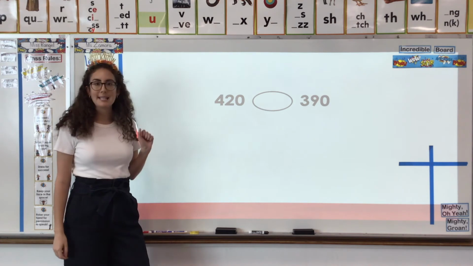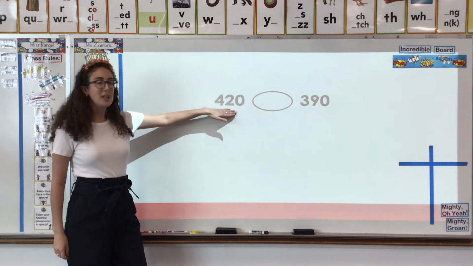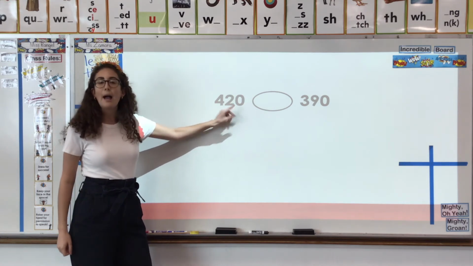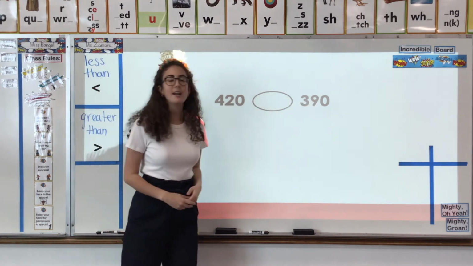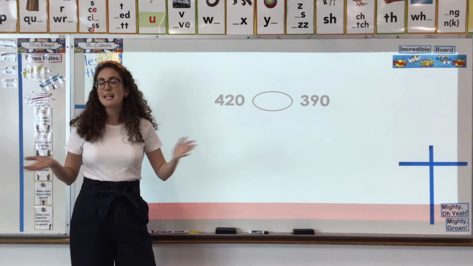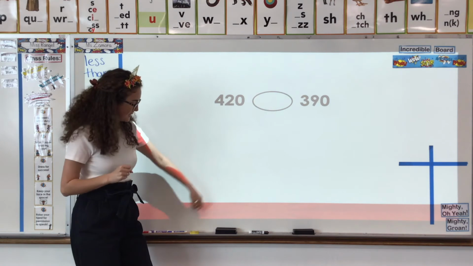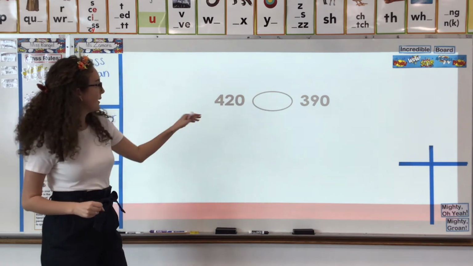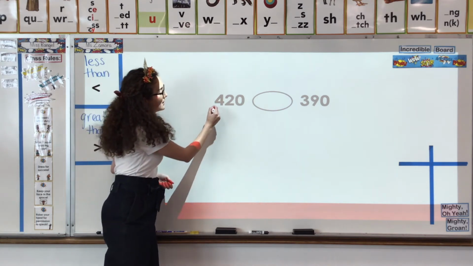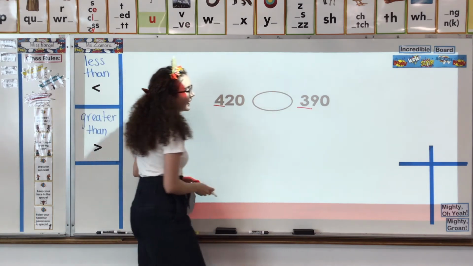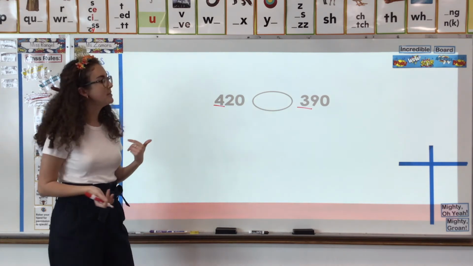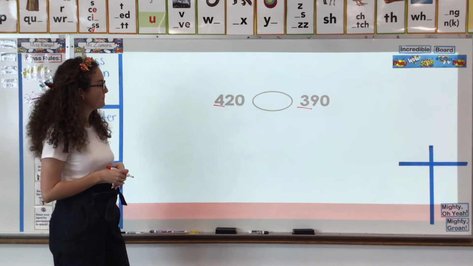Let's look at our next comparison. So can you write this on your board? We've got 420, and we're going to compare it to 390. We need to use the correct language and symbol to complete this number sentence. So let's see. What about the hundreds? What do you notice about the hundreds and each number? Similar, different, what do you think?